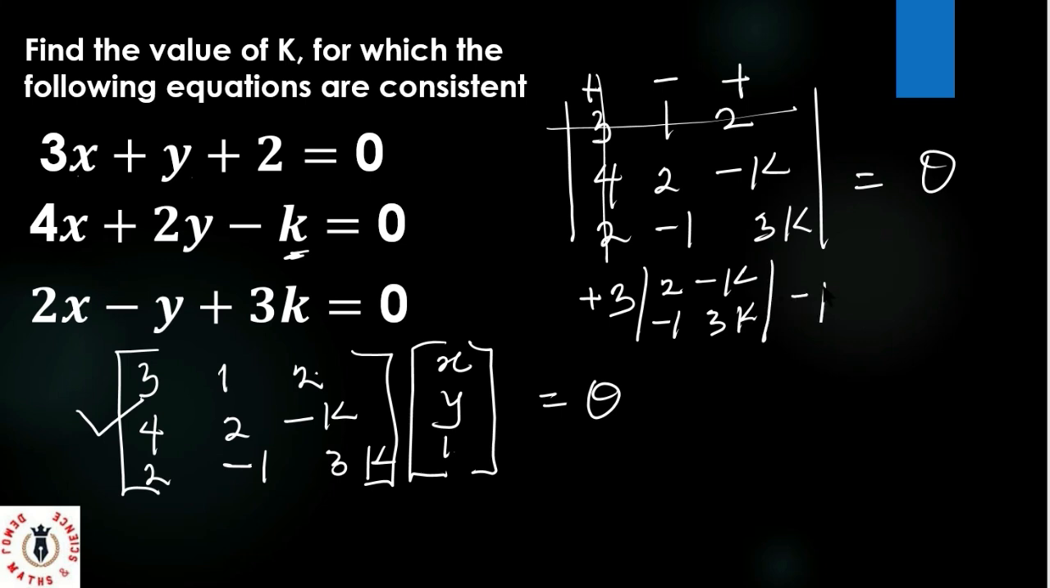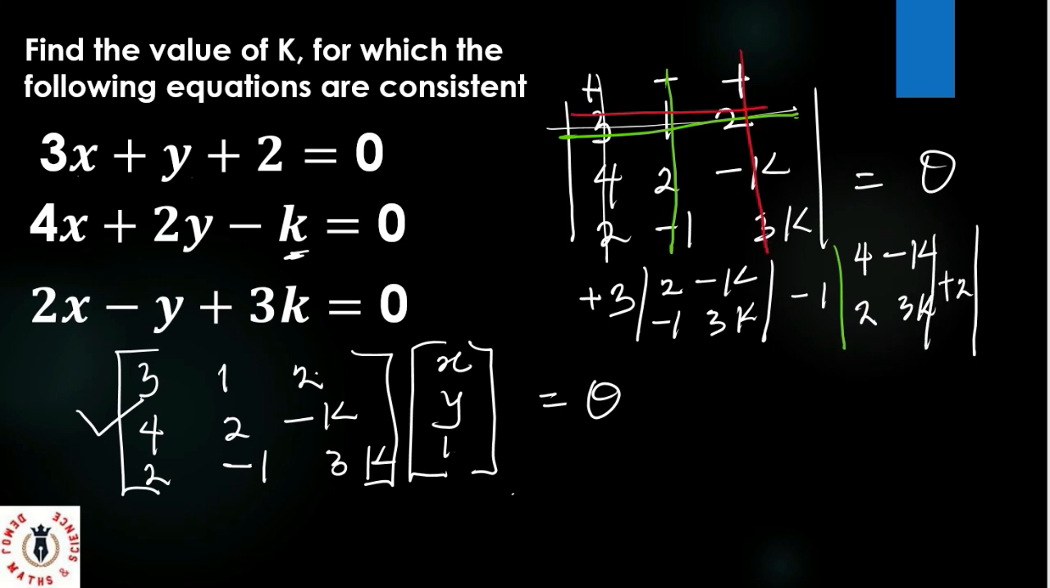Then I have minus 1, that's the next. Now, if I pick this column again and pick this row, I'll pick the set of elements that are left, so that I'll be picking my 4, minus k, 2, and 3k. And the last element will be my plus 2. So we'll pick all the elements that are not colored red now. So that will be 4, 2, 2, and minus 1.